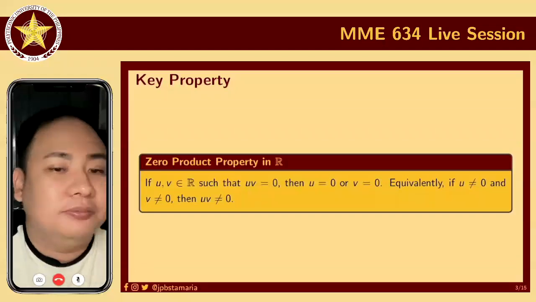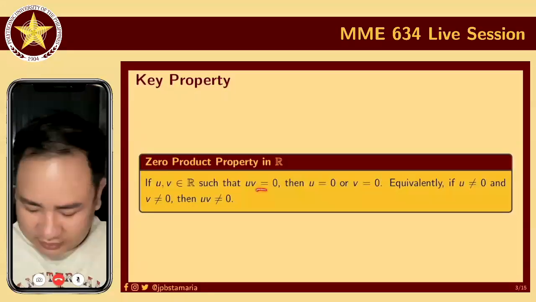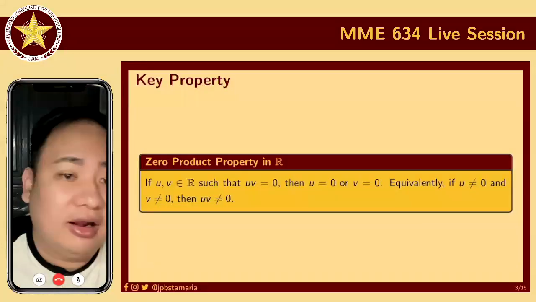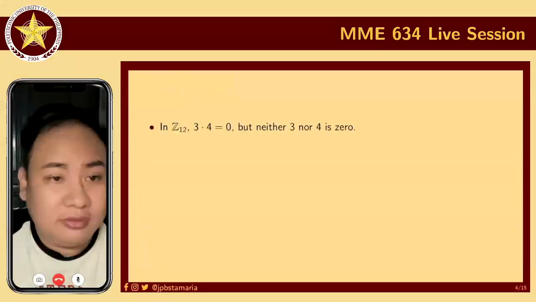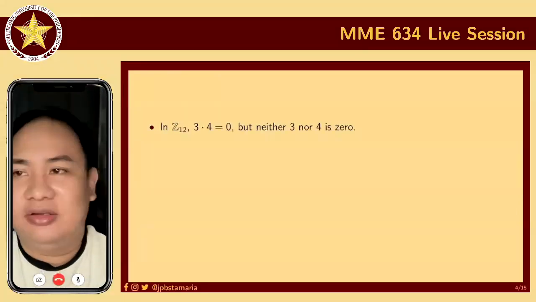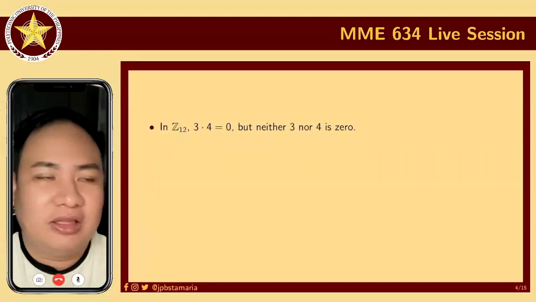Okay, thank you. So, alin man dito sa dalawa ay pwede nating tawaging zero product property in R. Okay? But, in general, in rings, the zero product property does not hold in general.